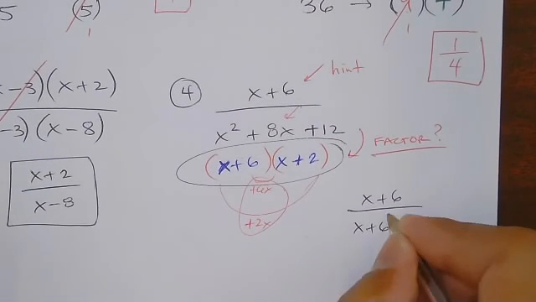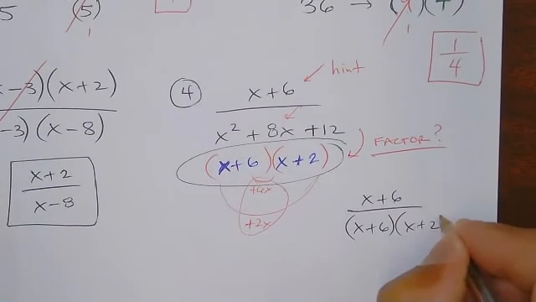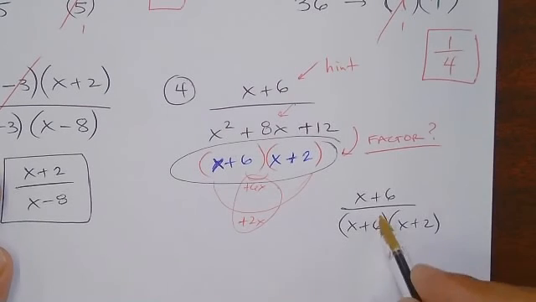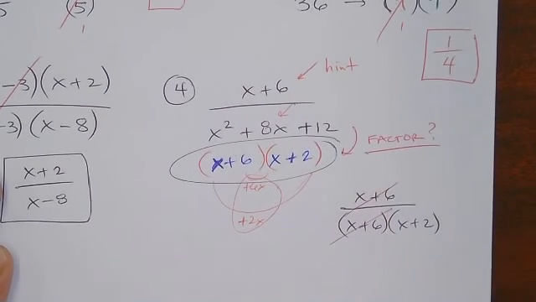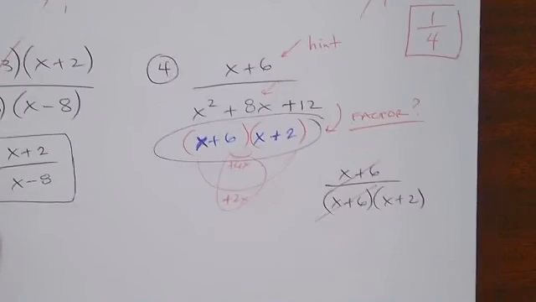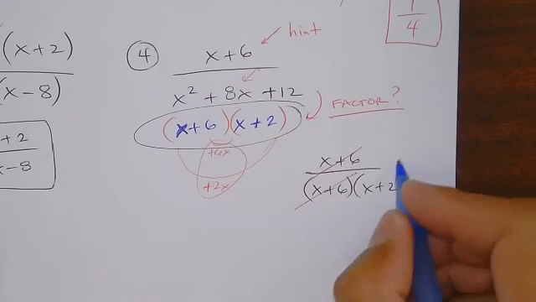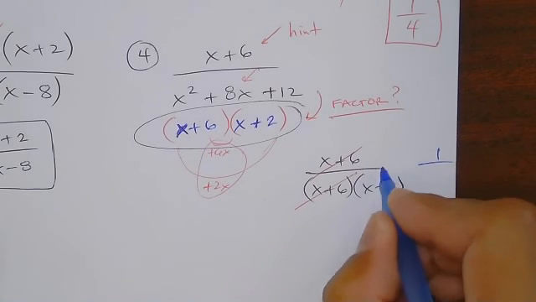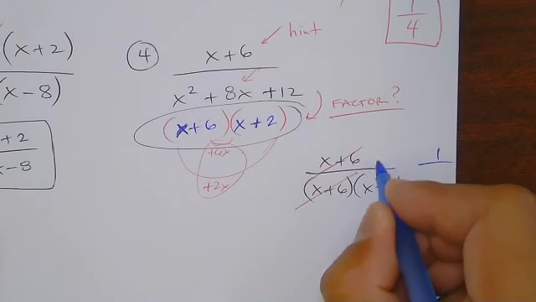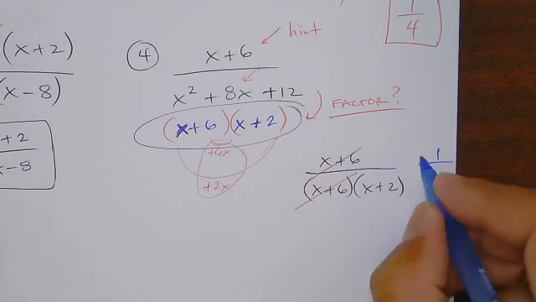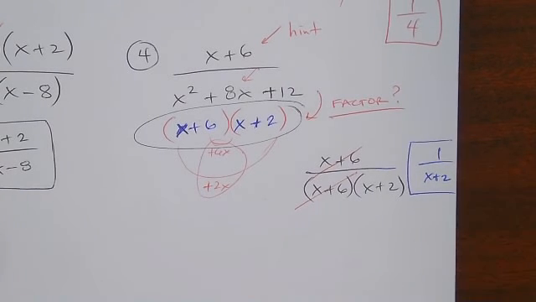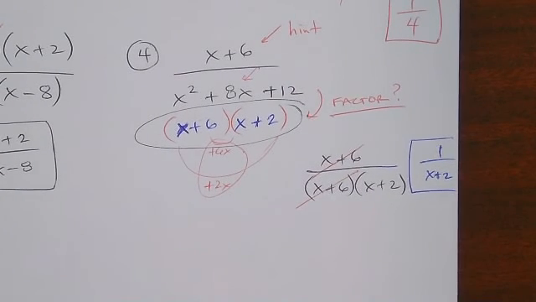The bottom now is now x plus 6 times x plus 2. And now what happens? See, this x plus 6 divides out with that x plus 6. The answer is not just x plus 2, it's 1 over x plus 2. This is a 1. If there's nothing in the numerator, you put a 1. You don't put a 0. 1 over x plus 2.